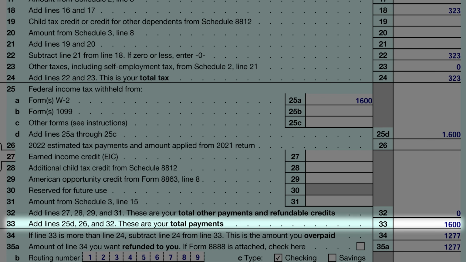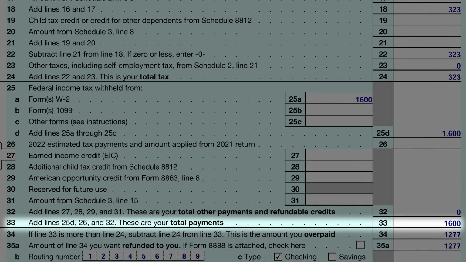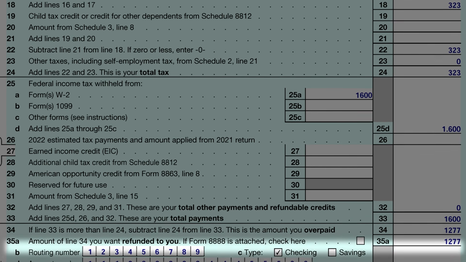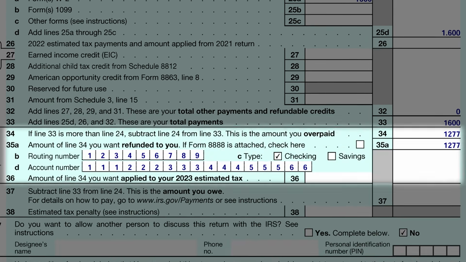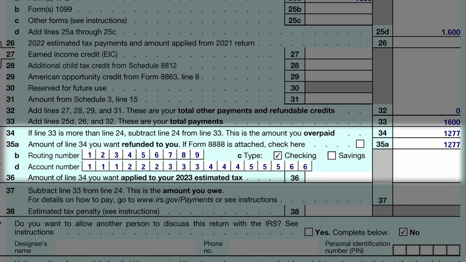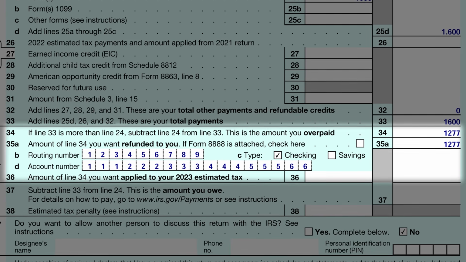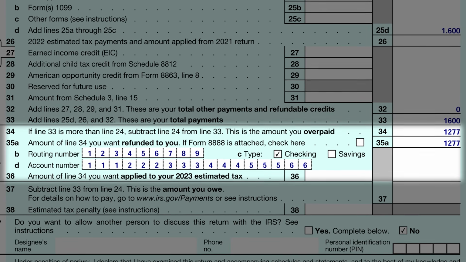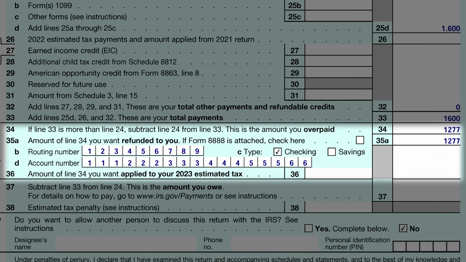Next are the refund and amount you owe sections. The refund refers to the amount of money that you will receive back from the IRS if you have paid more in taxes than you owe. This amount is calculated by subtracting the total payments from your tax liability. The amount you owe refers to the difference between your tax liability and the total payments if you didn't pay enough in taxes during the year. If this number is positive, it means you will have to pay the IRS the remaining amount.